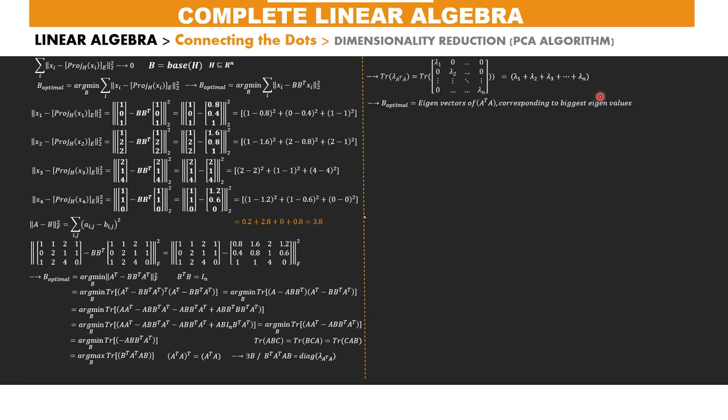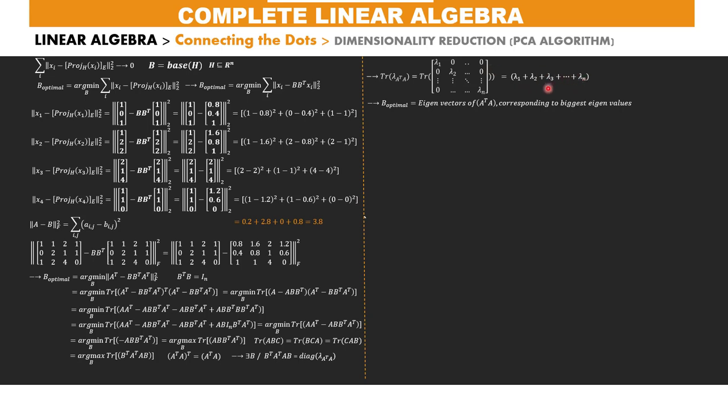So in conclusion, we have to choose B such that the eigenvectors of A transpose A correspond to the biggest eigenvalues. This is true since we are already saying that this B actually corresponds to the eigenvectors of A transpose A. So to maximize this, we'll simply select the eigenvectors which will maximize these eigenvalues.